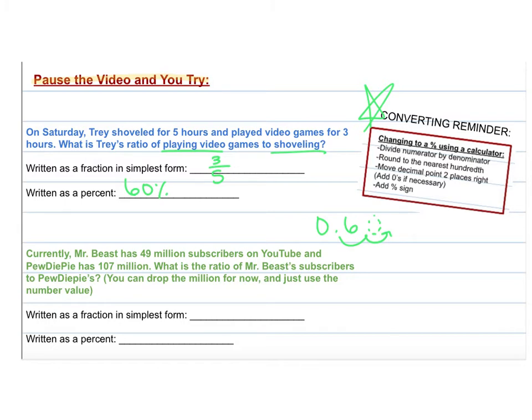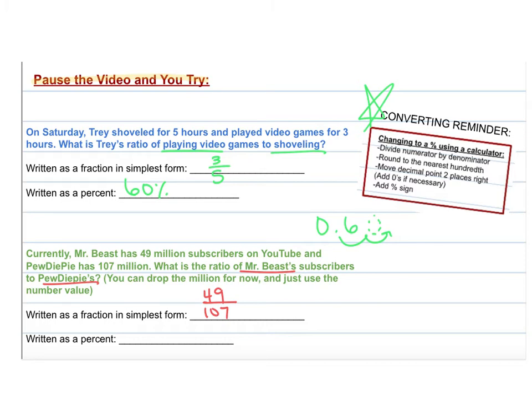So again, it's asking for Mr. Beast to Pewdiepie. So Mr. Beast is the numerator, which would be 49. Pewdiepie would be the denominator, which is 107. That is already in simplest form, so I can't simplify at all. Now we're going to turn that into a percent.